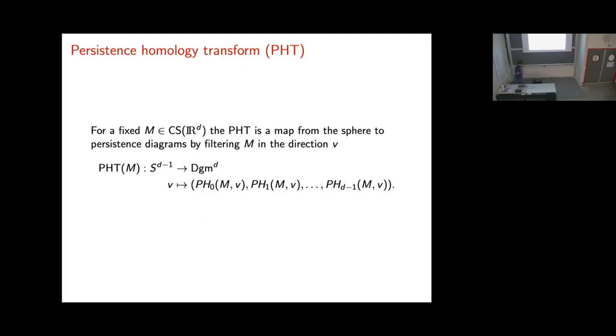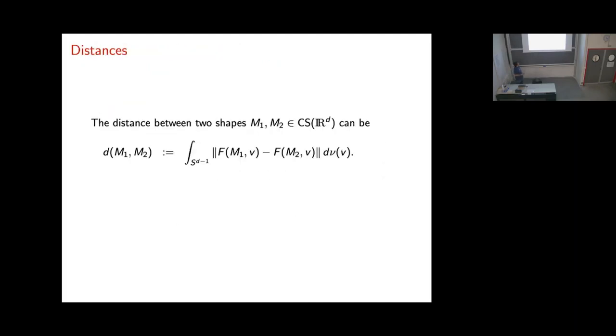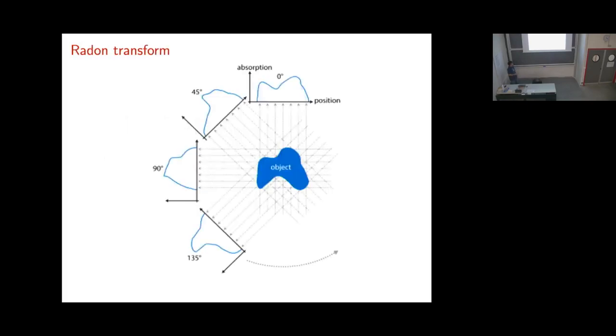And then you can do the same thing with the persistent homology transform. It's a map from the sphere to the set of diagrams of different dimensions. Okay? There's a commutative diagram, but no one cares. Now you can start measuring distances between shapes using these summaries. If you notice, there's a problem here, which is this integral over the sphere. And my computer does not like doing the integral over the sphere. So we have to discretize it, and I'll get to that in a second.